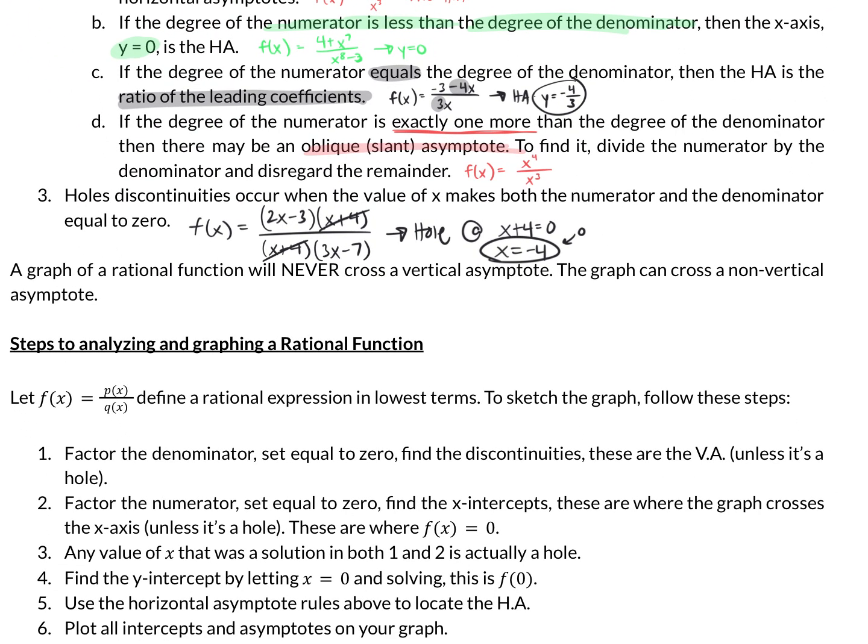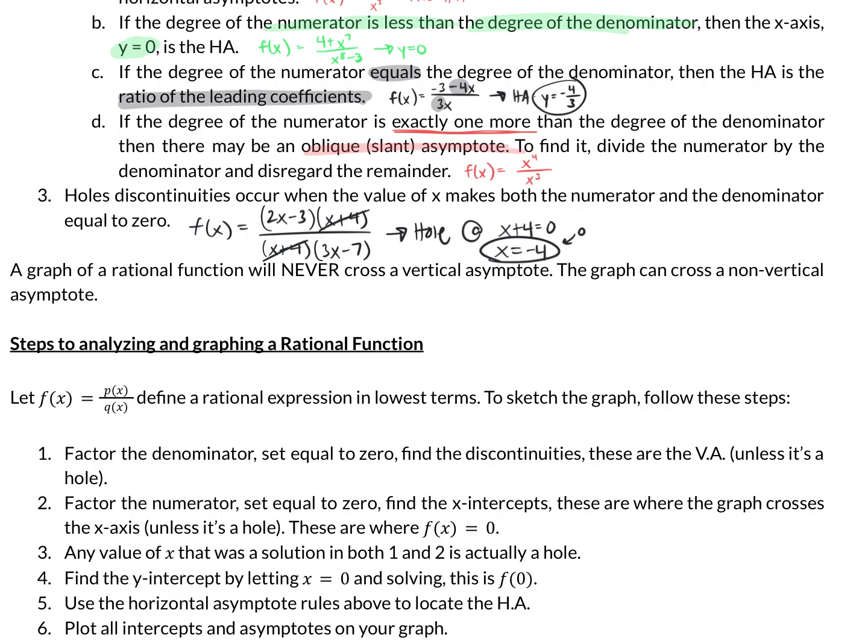I said this once already, but I'll say it again. A graph of a rational function is never going to cross the vertical asymptote, but it can cross anything that's not vertical. So it can cross a horizontal or an oblique asymptote. So we will have to test some more points today to make sure we know what the end behavior is. It's not going to be just a parent function of 1 over x or 1 over x squared.